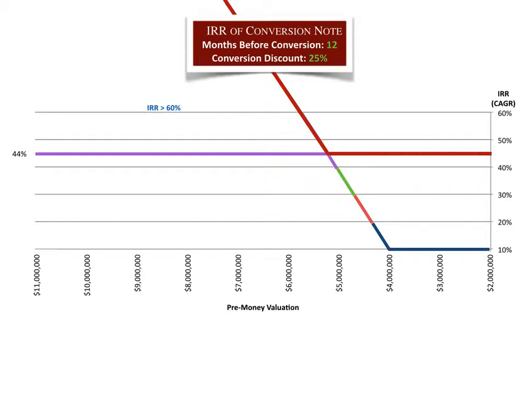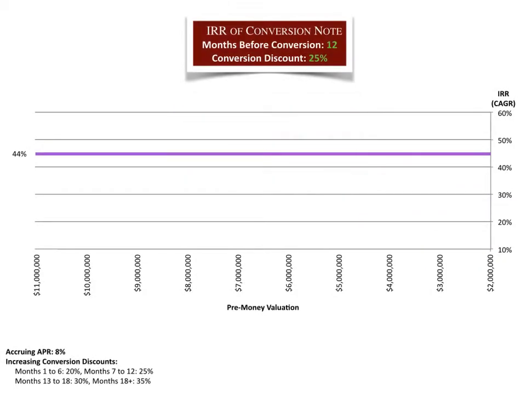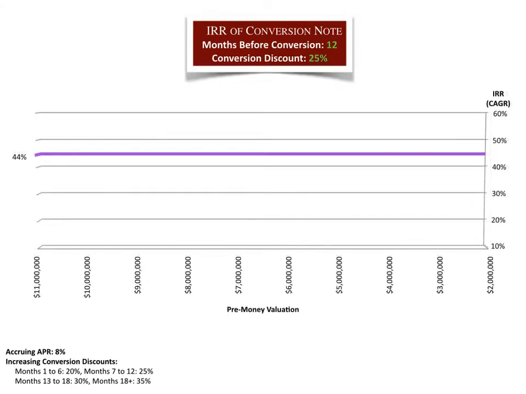This violates the golden rule. He who has the gold rules. I will first start with the internal rate of returns of conversion notes. The illustration will start with the IRR when the note has been outstanding 12 months. The note has an accruing 8% annual percentage rate, and the investors tried to protect the time value of money by building in increasing conversion rates at months 6, 12, and 18.